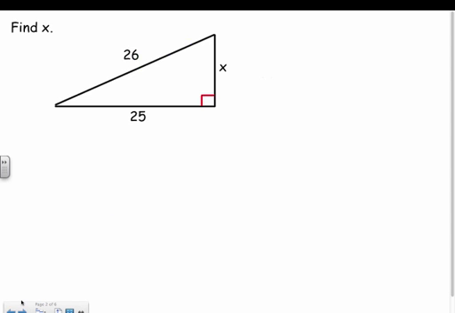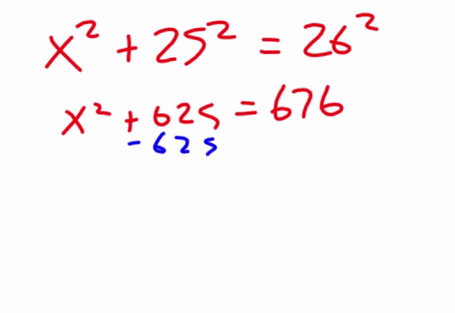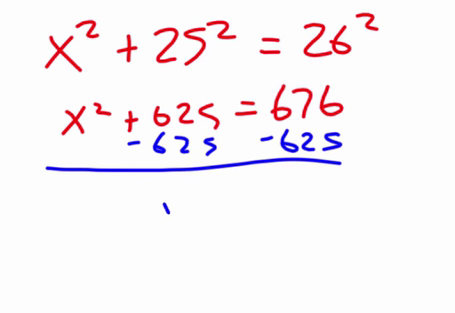Now let's find x. Okay, we've done this for a long time. So a squared plus b squared equals c squared. The hypotenuse is always c. So it doesn't matter if I put x squared or 25 squared first: x squared plus 25 squared, or 25 squared plus x squared, equals 26 squared. Let's take a look at how we're going to do this a little bit differently. So 25 squared gives us 625, and 26 squared gives us 676, tough to say. When we subtract 625 from both sides, we end up with x squared equals 51.